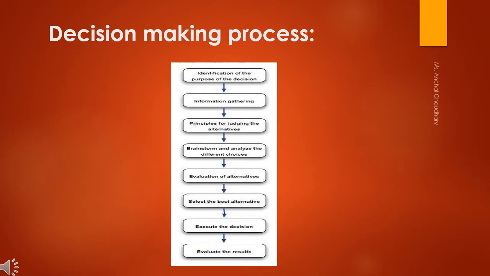Next is your decision making process. So these are the steps which are involved in the decision making process. First step is identification of the purpose of the decision. First of all, you have to identify the purpose behind the decision. Why are you going to take such a decision? What is the need for such a decision?